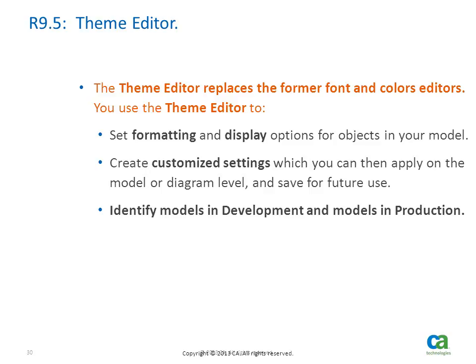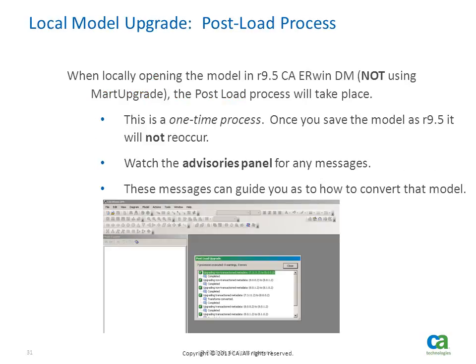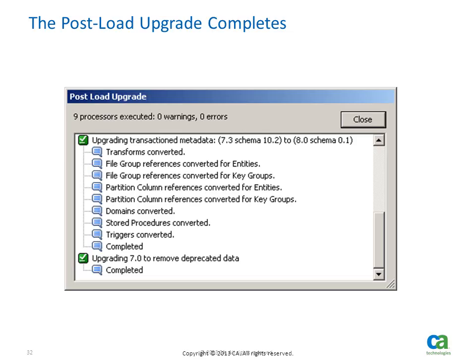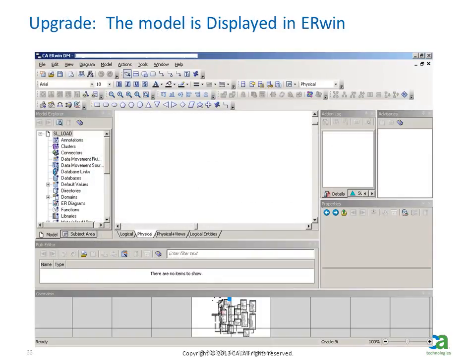When locally opening the model in R9.5 ERwin, when not using the MART upgrade, the post-load process will take place. This is a one-time process. Once you save the model as R9.5, it will not reoccur. Watch the advisories panel for any messages that come up. These messages can guide you as to how to convert that model should any error messages appear during the conversion process. The post-load upgrade completes, and that is shown in the window. And the model is displayed in ERwin after going through the post-load upgrade process.